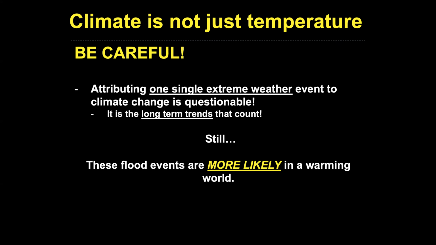But the whole point of this package of slides is that flood events are more likely in a warming world because remember, for every 1 degree Fahrenheit increase in temperature, the atmosphere can contain about 4% more moisture, which can then translate into precipitation.